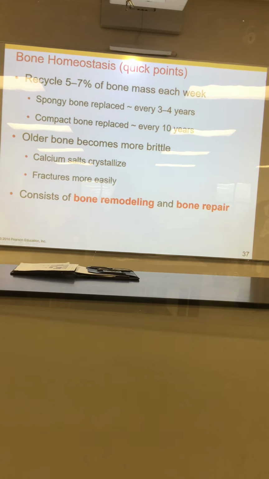All right, bone homeostasis. So you recycle about 5 to 7% of your bone mass every week. You do the math on this, you'll replace your spongy bone about every 3 to 4 years. So all the spongy bone you have today will be gone and replaced with new spongy bone within the next 4 years, and your whole skeleton turns over on about a 10-year cycle. So you attain your full adult skeletal size by the time you're 20, okay? By the time you're 30, you have a brand new skeleton. Does that make sense?